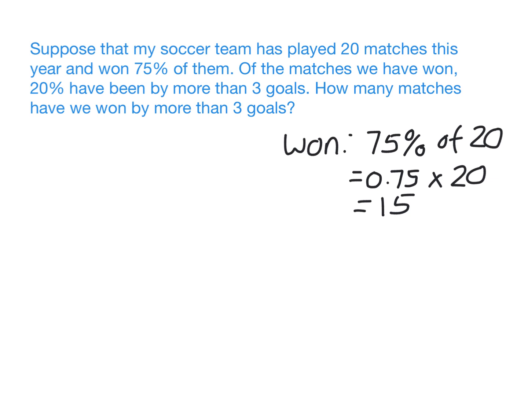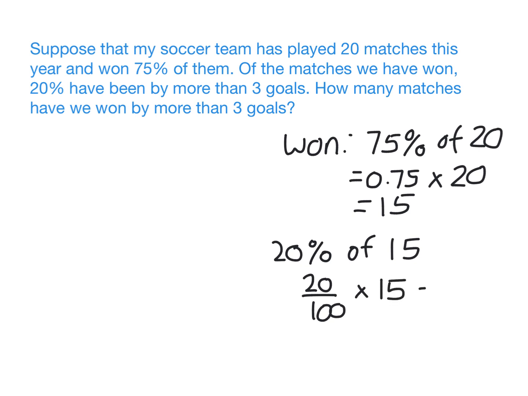Now, it's of these 15 that have been won by more than 3 goals. So we're going to now find 20% of 15. Same process, we convert 20% to a fraction or decimal. Either way doesn't matter. Of means times. We times by the quantity. You can put that on your calculator, you get 6.